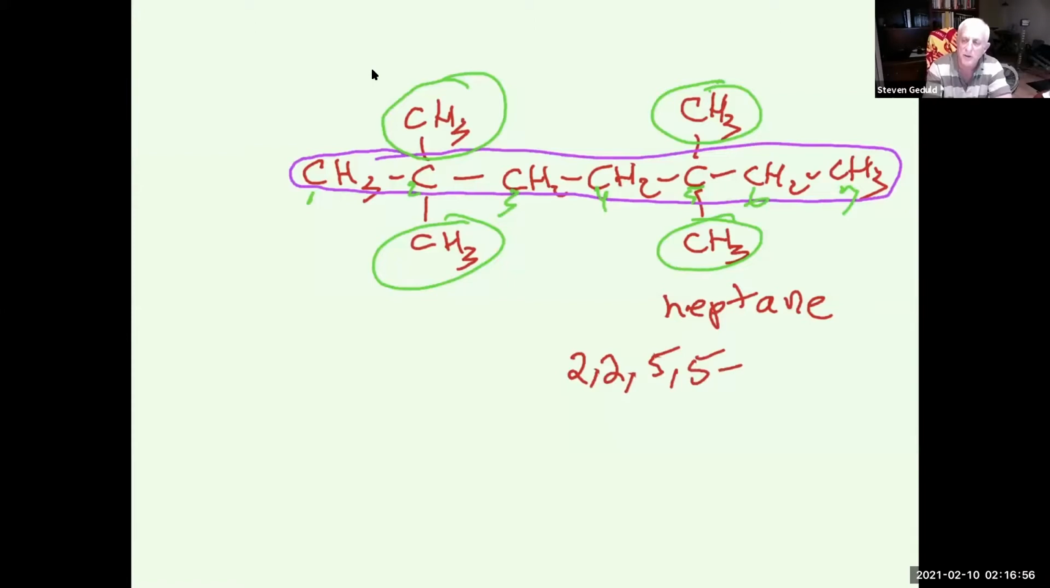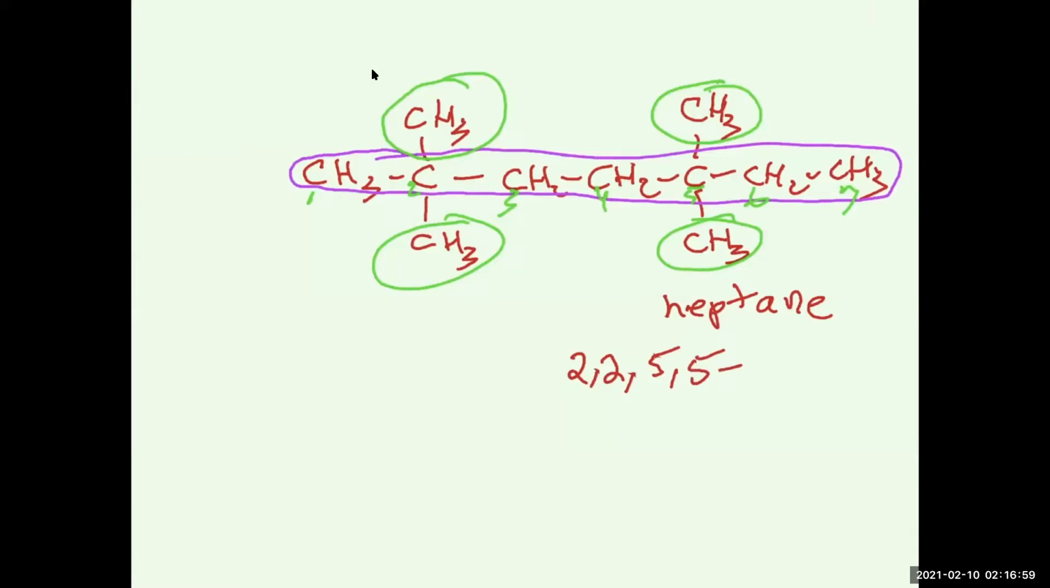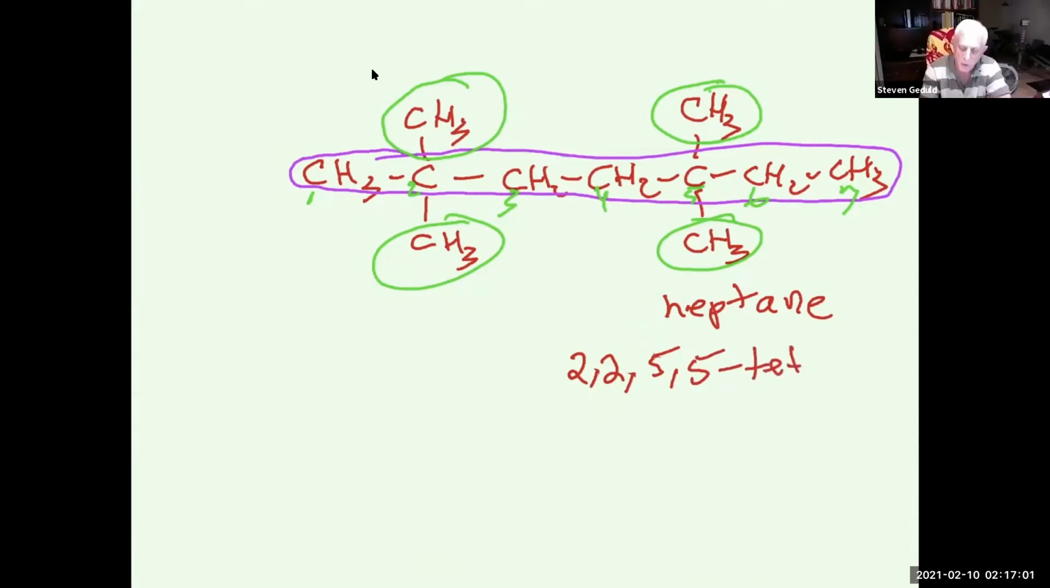So how many methyl groups are there? There's 4, so it's tetra. Commas between numbers, dashes between numbers and letters. You always have to say the number of substituent groups you have. We have 4, so it's tetra, and they're all methyl groups. So now I put it together. The name of this thing would be 2,2,5,5-tetramethylheptane.